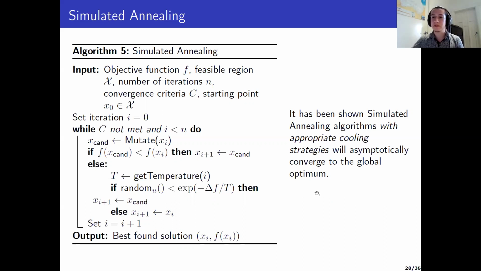It has been shown that simulated annealing with appropriate cooling strategies will asymptotically converge to the global optimum. However, this depends on the cooling strategy, or the rate of the decrease of the temperature. So here there is a balance between the rate of convergence and the convergence towards the global optimum.